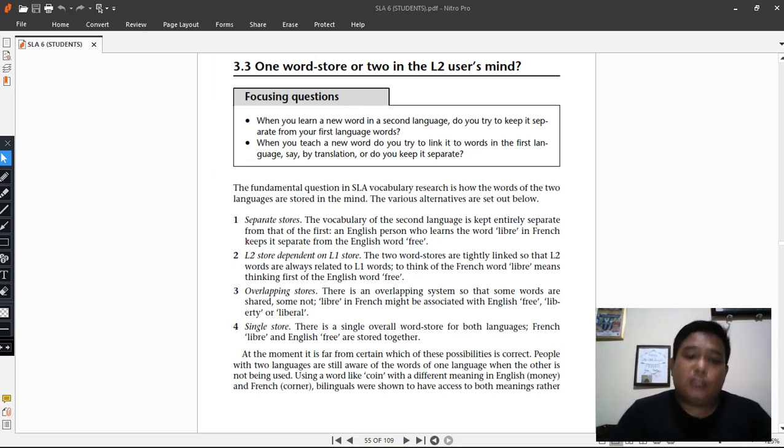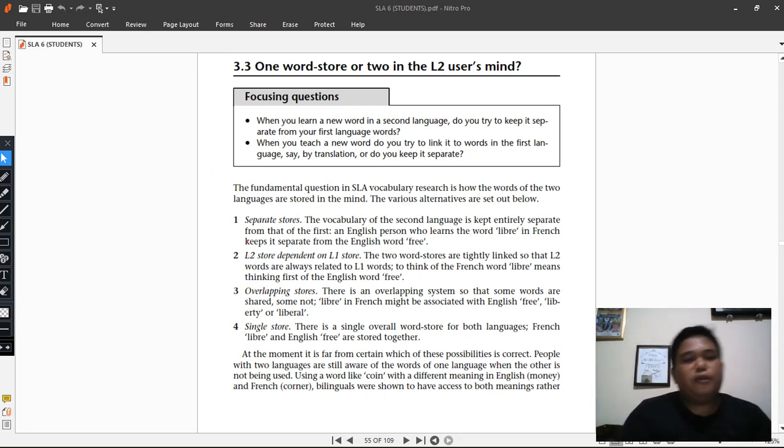And then we have the single store here. There is a single overall word store for both languages. French libre and English free are stored together. So this one is different from the other stores. This single store only has one store for both first language and second language. So you store all of your words, both in the first language and the second language, in only one store.